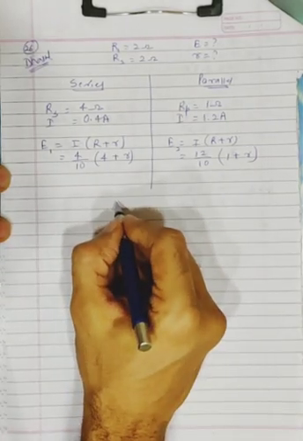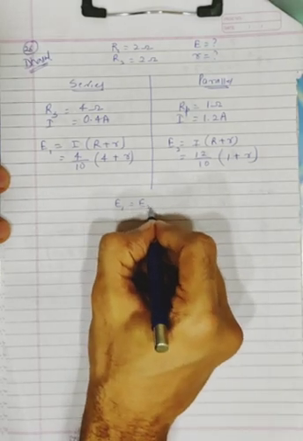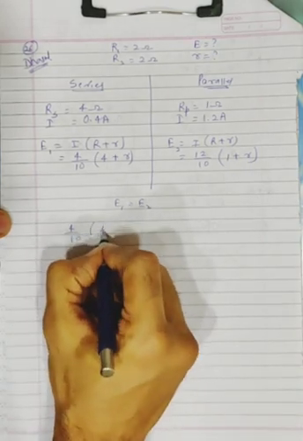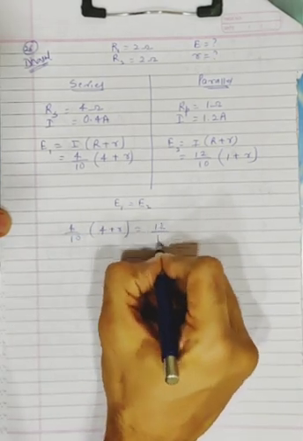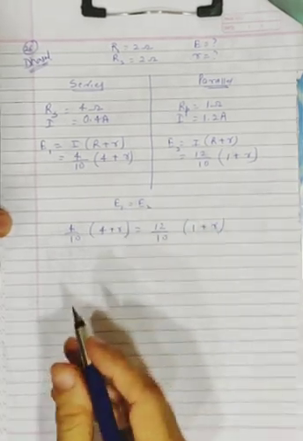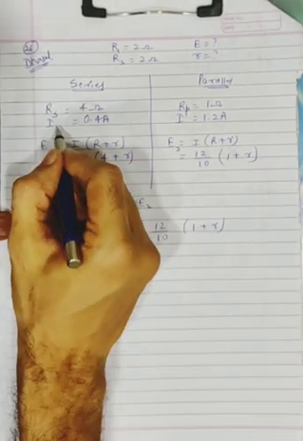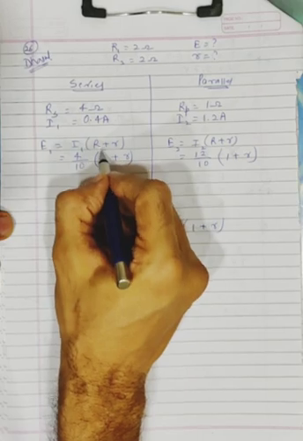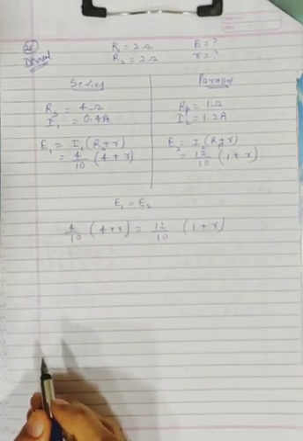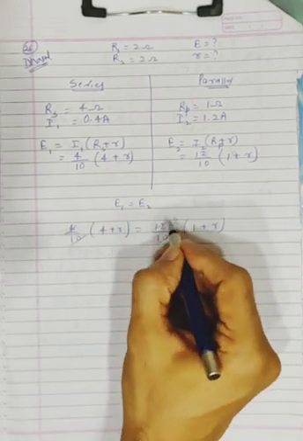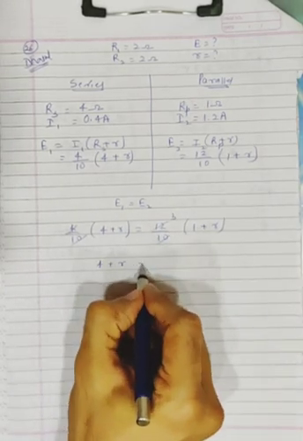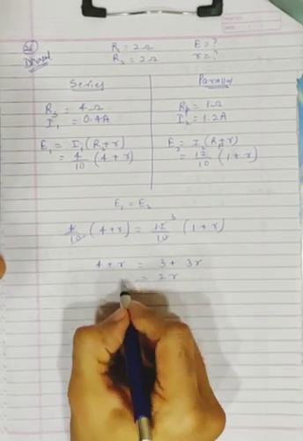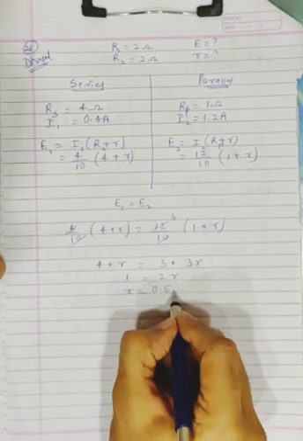Now again what is the condition now? That EMF 1 is equal to EMF 2 because it is the same cell. Now what is EMF 1? 0.4 into 4 plus r, and EMF 2 is 1.2 into 1 plus r. So that's your I1, I2, this is RS and this is RP. Cancel 10 and 10. 4 ones are 4, 3 ones are 3. So 4 plus r is equal to 3 plus 3r. So 2r is equal to 1. r is equal to 0.5 ohm.